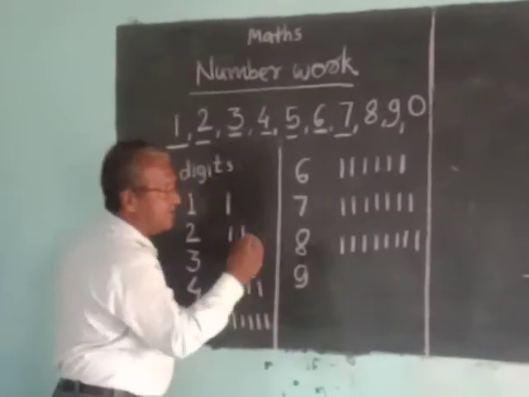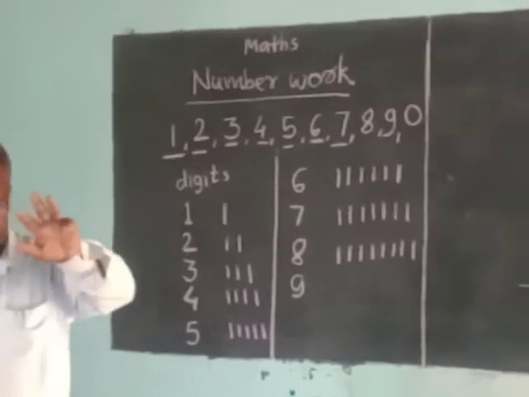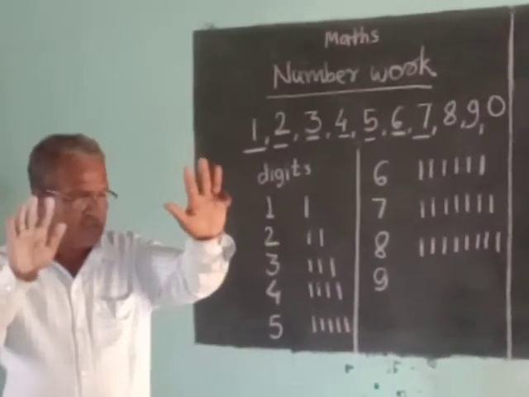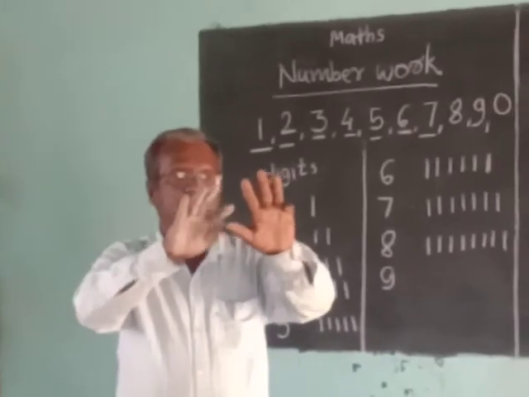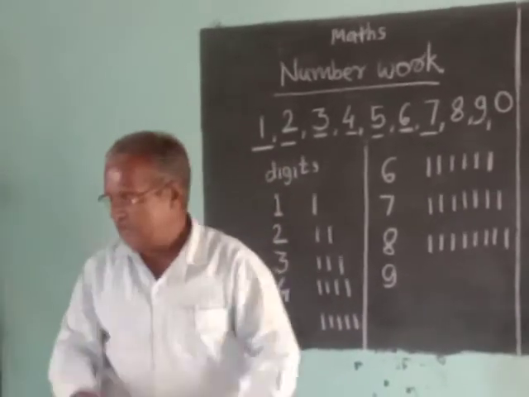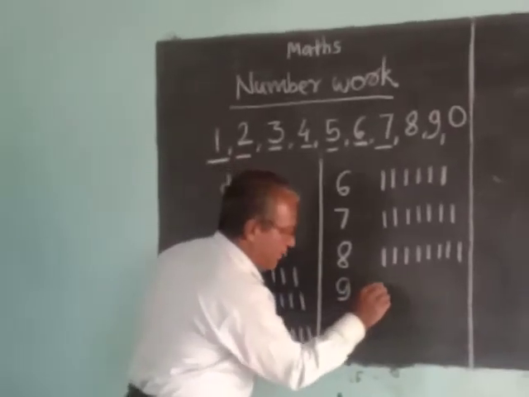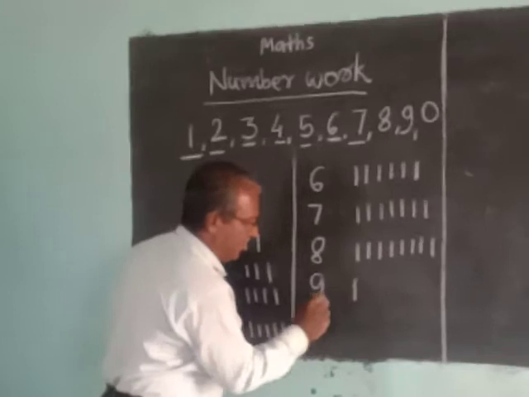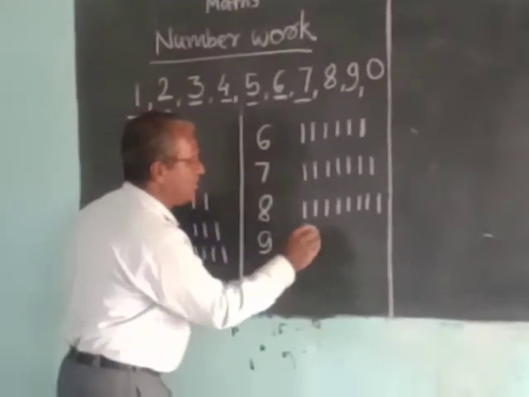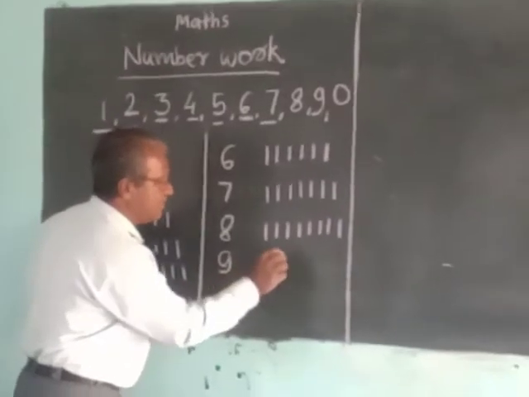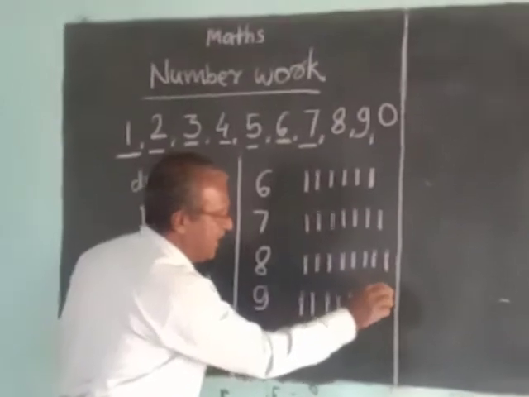The next symbol is 9. If I add the 4th finger of the other hand, it will make 5, 6, 7, 8 and 9. This symbol is used to show the number 9: 1, 2, 3, 4, 5, 6, 7, 8 and 9.